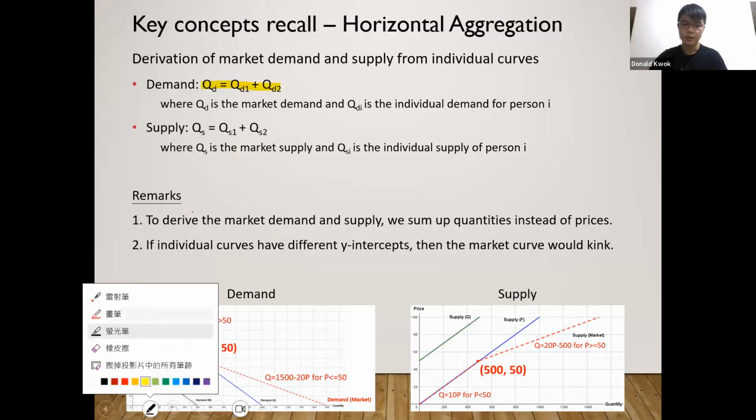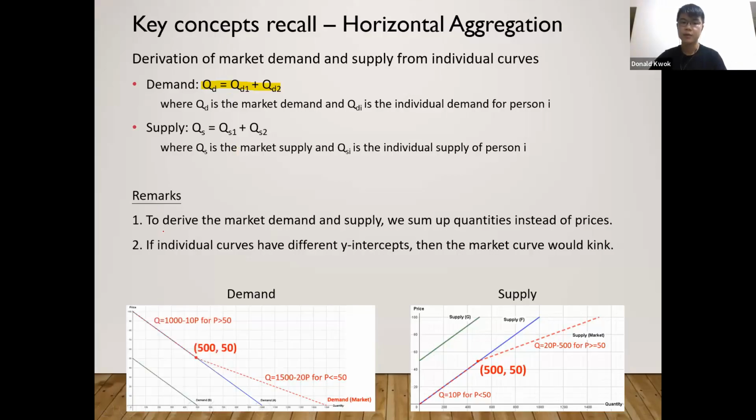Referring to the first remark here, to derive the market demand and supply, we are summing up quantities instead of prices. What the remark is trying to remind you is that you are not doing something like market price equals the price paid by the first person plus the price paid by the second person and so on. You are not trying to do something like this. It is not reasonable as well. What makes more sense here is to add up quantities instead of prices to derive the market demand and supply.